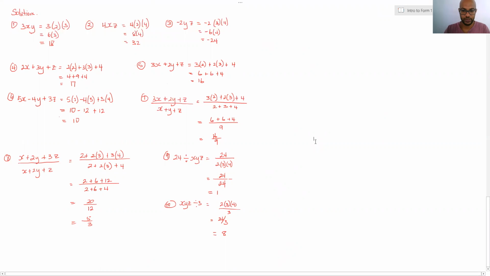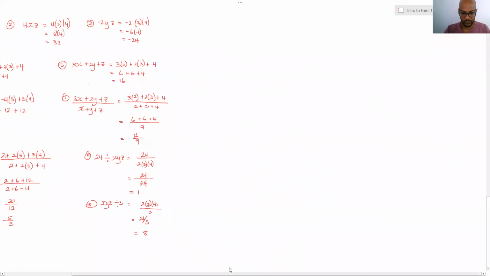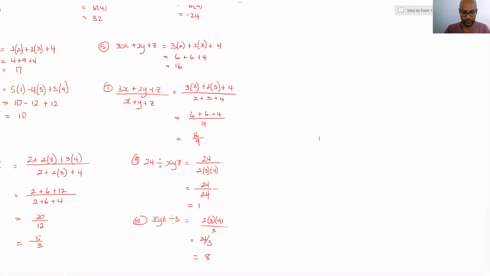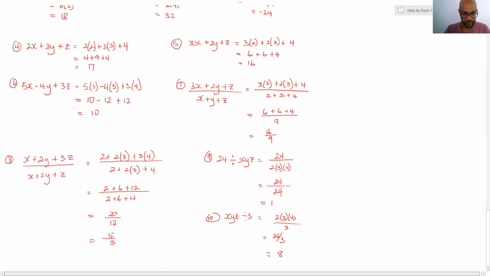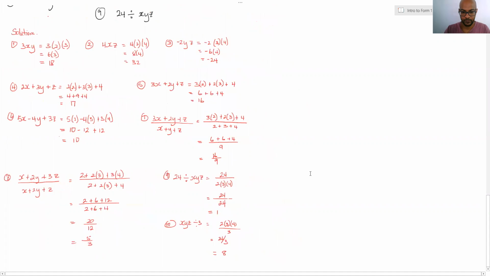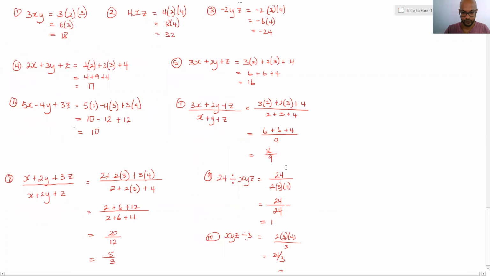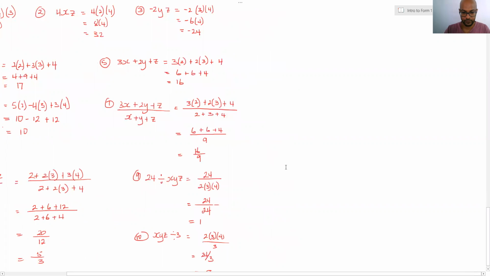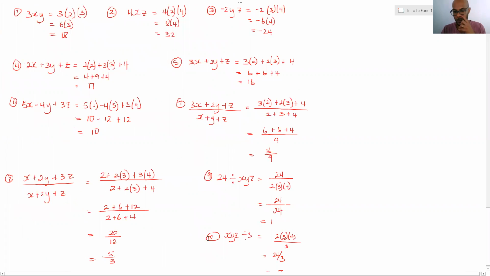All right, so check your answers. Sorry. I don't know if I can make it a little bigger. I'm missing out part of it. All right, so check your answers. Right, number one, we get 18, number two, 32, number three, negative 24. Right, number four.